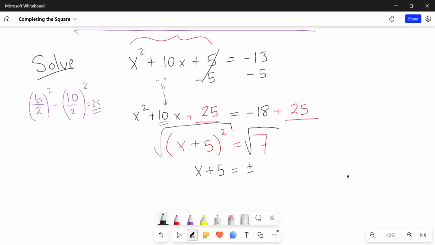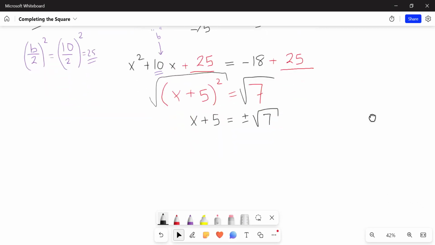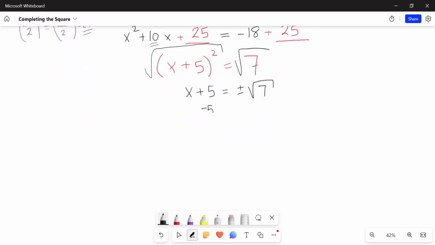Don't forget the plus or minus. The square root of 7 is not a nice whole number, so I'm going to leave that as square root of 7. And the last step is to subtract 5 from both sides. All right, x would be equal to negative 5 plus or minus the square root of 7. Yes, you can write that also as negative 5 plus the square root of 7 and negative 5 minus the square root of 7.